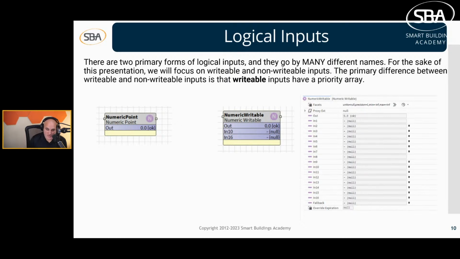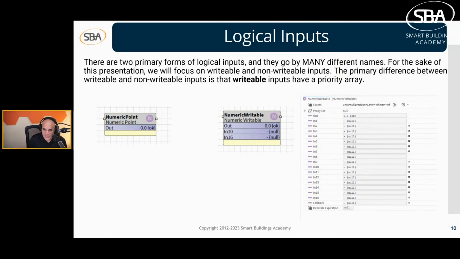They're just different systems, different naming structures. Those have a priority array and thus they're writable. And a little bonus point, the objects that are known as outputs. So in Niagara world, it would still be called a numeric writable. In other systems, it may be called an analog output, or it may be called a voltage output. And those are actually writable because those typically have a writable array as well.